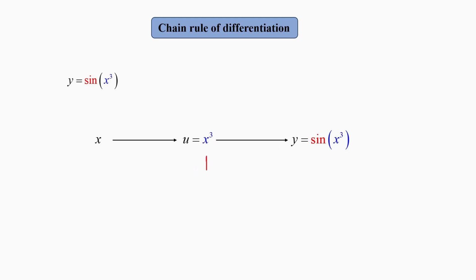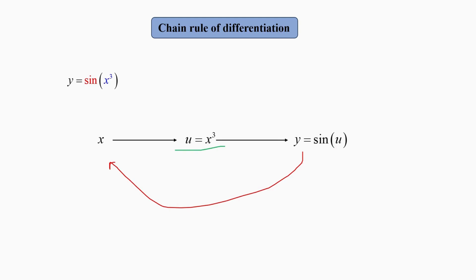Now let us call this inner layer, the first layer, u. That is, u equals x cube for the time being. Because we have set x cube to be u, it becomes sine of u. Now we want the derivative of y with respect to x. But there is an intermediate layer of u. How can we differentiate in this case?